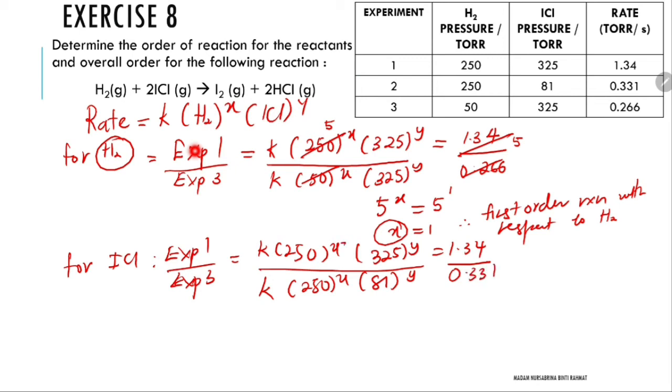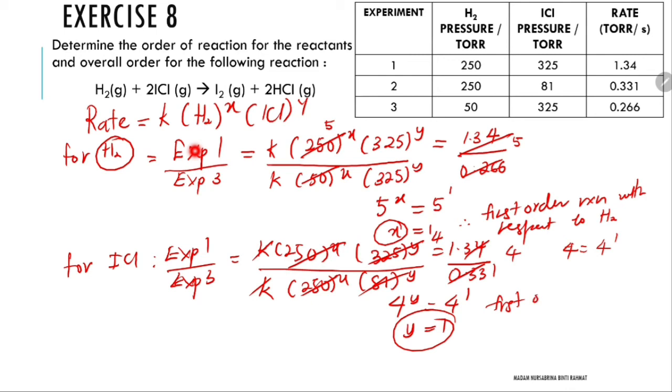Simplify and cancel out anything that is possible. If we solve this, we get the number 4, and this one is 4 as well. So 4 to the power of Y equals 4 to the power of 1, because 4 is actually 4 to the power of 1. So Y equals 1. Therefore, first order reaction with respect to ICl.